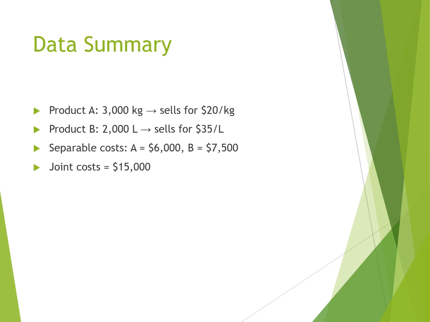Product A, 3,000 kilograms, selling at $20 per kilogram. Product B, 2,000 liters, selling at $35 per liter. Separable costs are $6,000 for product A and $7,500 for product B. And the total joint cost before the split-off point is $15,000.